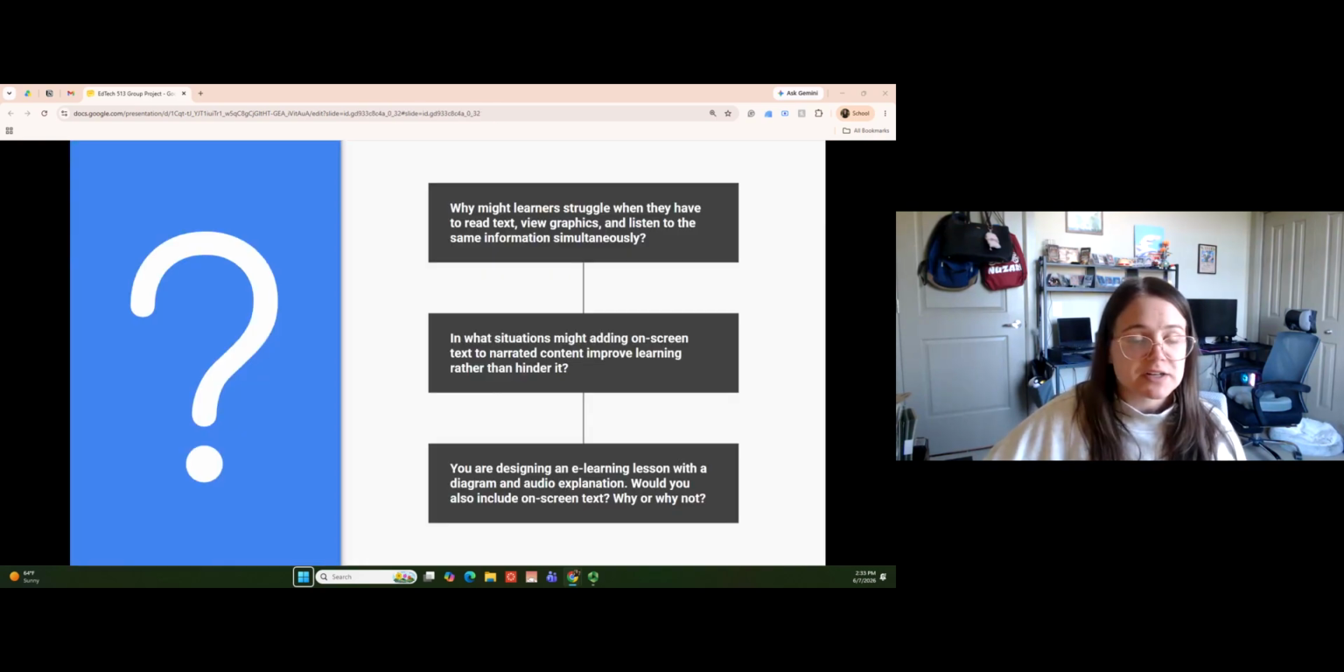These 3 questions are designed to help learners engage with the redundancy principle at different levels. Question 1 checks understanding of the core concept by asking learners why redundant text can interfere with learning. Question 2 encourages learners to identify exceptions to the principle and recognize situations where on-screen text may be helpful. And question 3 asks learners to apply the principle to a realistic instructional design scenario, helping them connect the theory with practical decision-making in e-learning design.